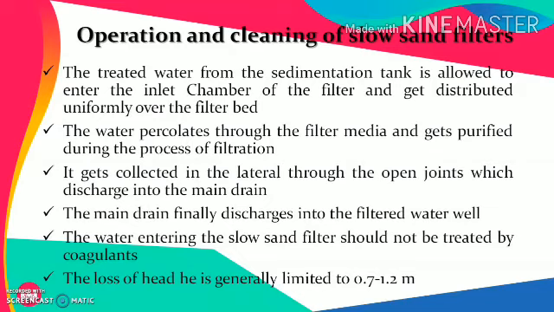This process of operation is generally stopped when the head loss reaches a value of 0.7 to 1.2 meters. Head loss is caused by the clogging of the sand media. Generally, when water gets purified, the dirt is removed and accumulates in the voids of the filter media. This results in a loss of head because of the resistance offered by the clogged media. This loss of head should not be more than 1.2 meters in a slow sand filter. Generally, it is around 1 meter, after which cleaning of the media is expected.